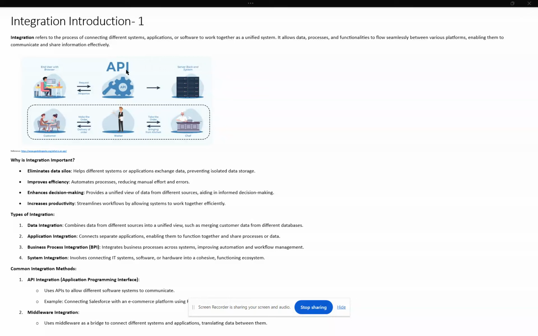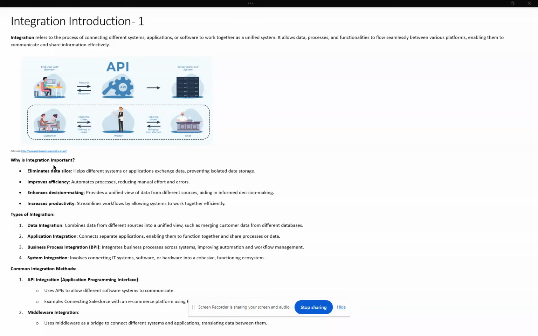But if you try to understand from non-technical terms as well, it is communication or exchange of information, data, between two different systems. And for that communication, we'll need some media, some or the other media. Okay, I hope this is clear.